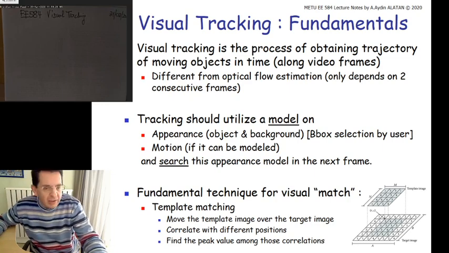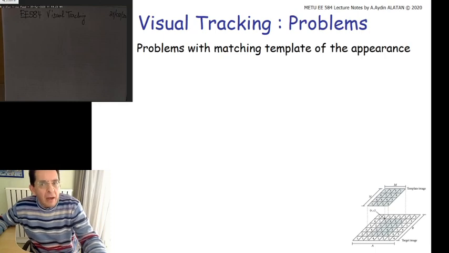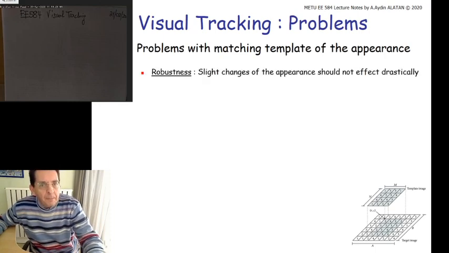Now let's try to improve these concepts. What are the problems of this simple template matching? Okay, first of all, you have a slight change in the pixel location. For example, that point, you just move one pixel to the left or to the right. The result, your output response of the correlation should not be affected drastically.